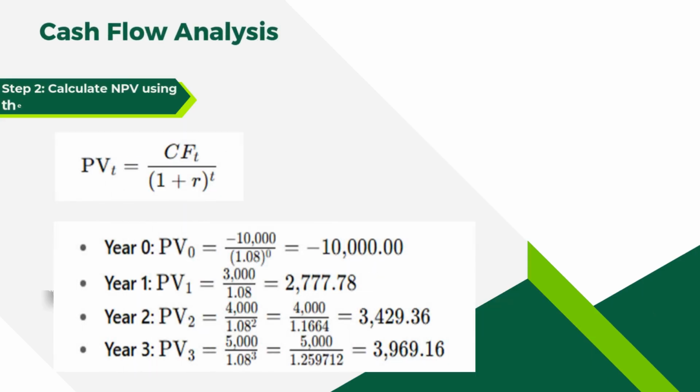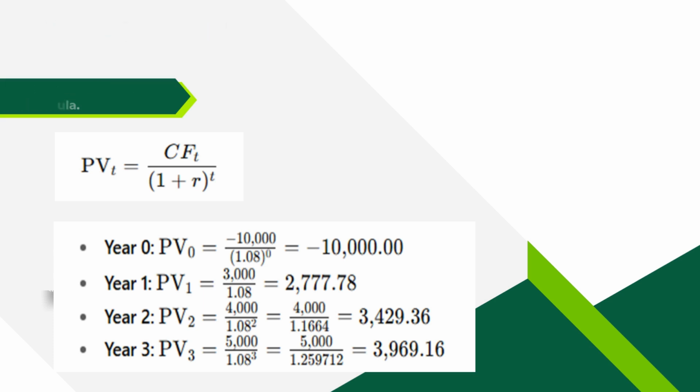Step 2. Present value year by year. We use this formula: PVt equals CFt divided by 1 plus r to the power of t. Year 0, negative 10,000. Year 1, 2,777.78. Year 2, 3,429.36. Year 3, 3,969.16.